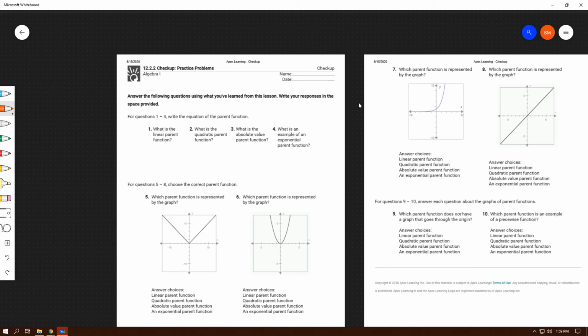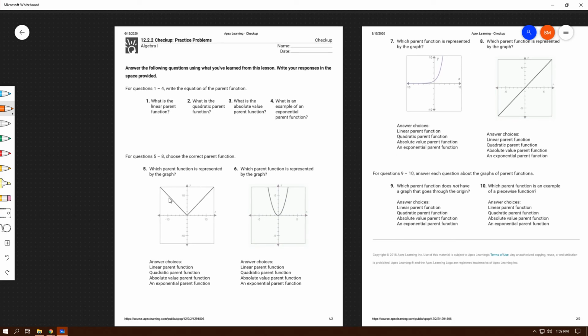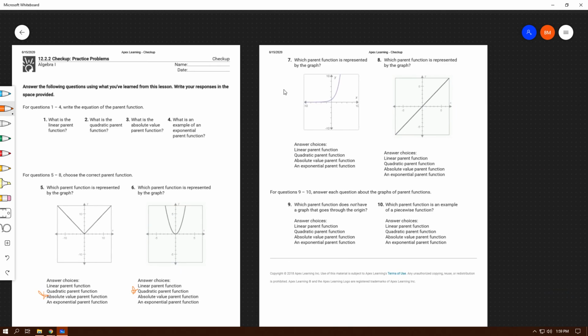Okay, so what is the linear parent function? Well, we kind of already talked about that. Like I just showed you all of these on the study guide, so we don't really need to go over that. It's just the basic version of that function. Which parent function is, well, this is a V, straight line. This is the absolute value parent function, right? So it's a V. This is a U-shape. That's my parabola, which is a quadratic. This is that exponential.